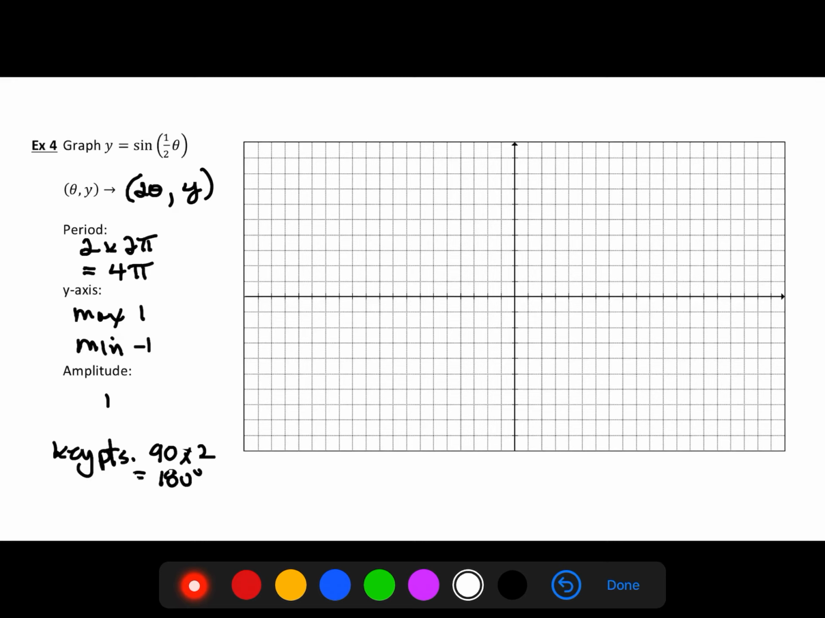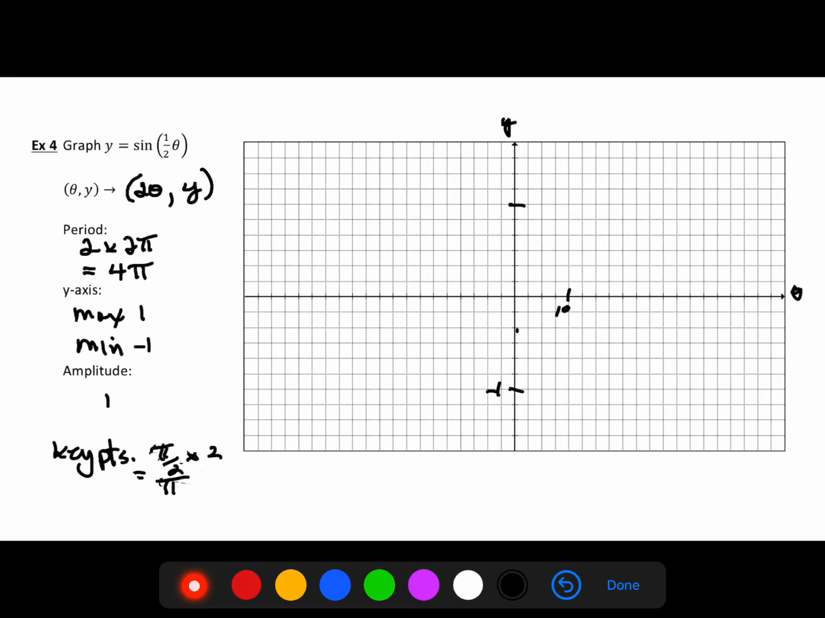And if we're talking about our key points that we're going to graph, we're going to multiply 90 by 2, so our key points are going to happen every 180. We're going to do this one in radians. So if our key points were pi over 2, we're going to multiply that by 2, and our key points are going to happen every pi. And again, that makes it easy. We're going to go pi, 2 pi, 3 pi, 4 pi.